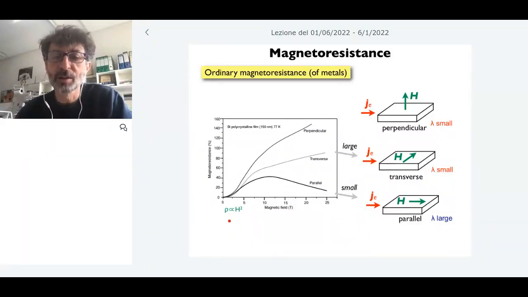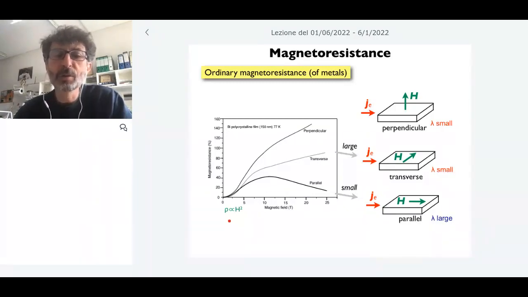You need a very special setup in order to apply this magnetic field. These are not common at all. But if you do that, then you discover that it's not the same applying the field in the direction perpendicular or parallel to the current. And what is very much different is whether the field is parallel to the current or perpendicular.